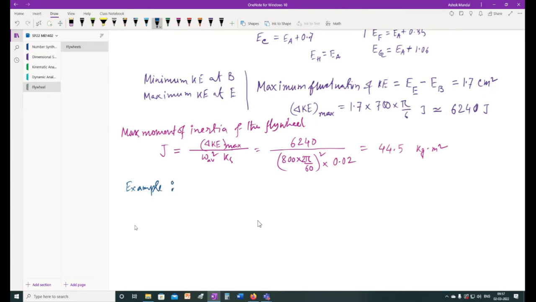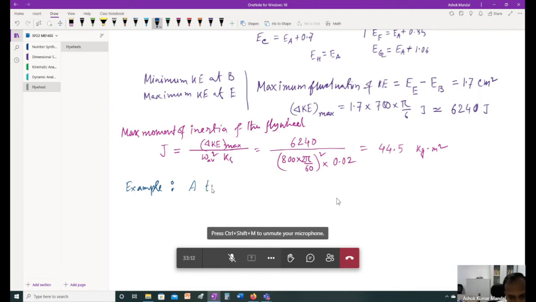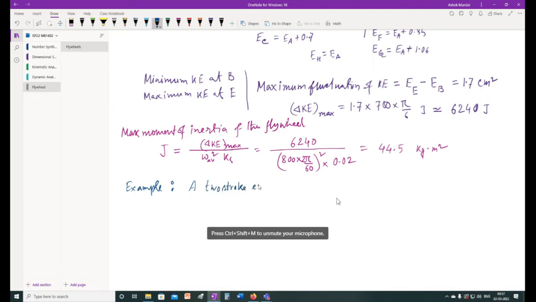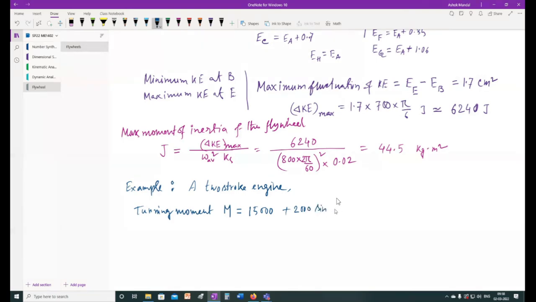So the next example is a two-stroke engine. For a two-stroke engine, some of the data is given. So the turning moment diagram is given by this: M is equal to 15,000 plus 2,000 sin 2 theta minus 1800 cos 2 theta. This theta is the crank angle.